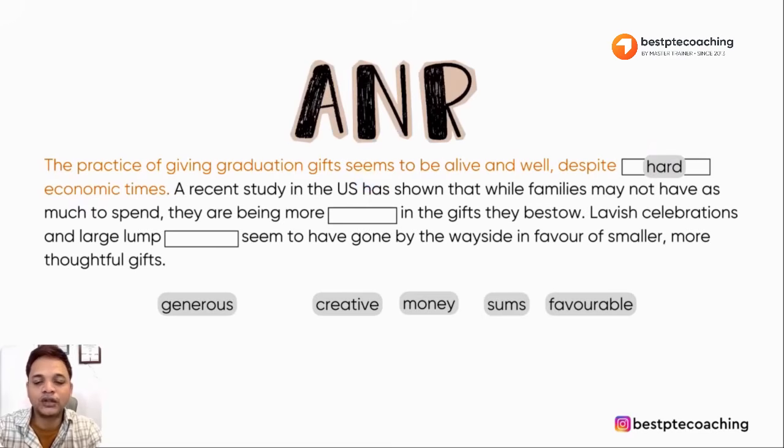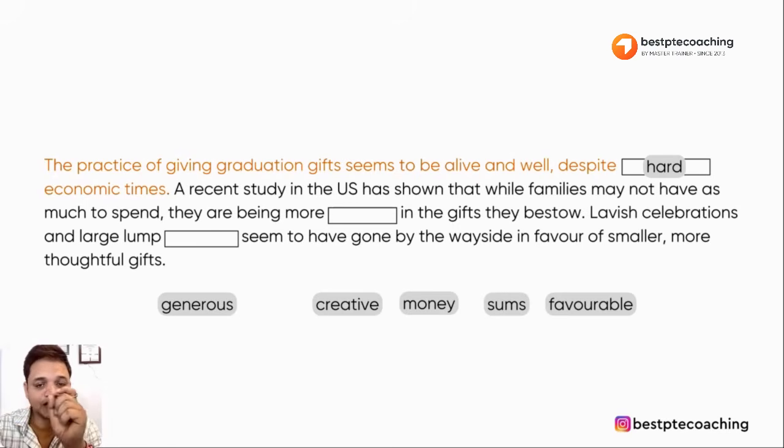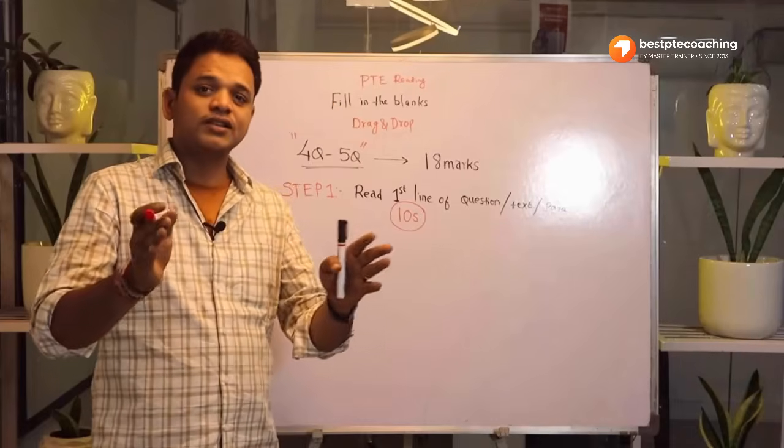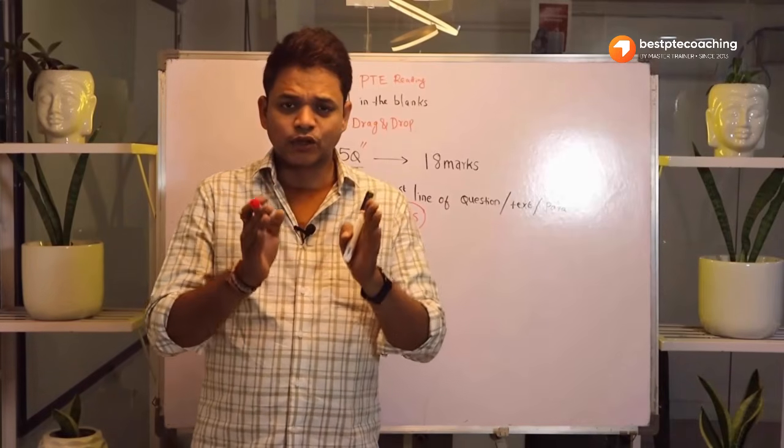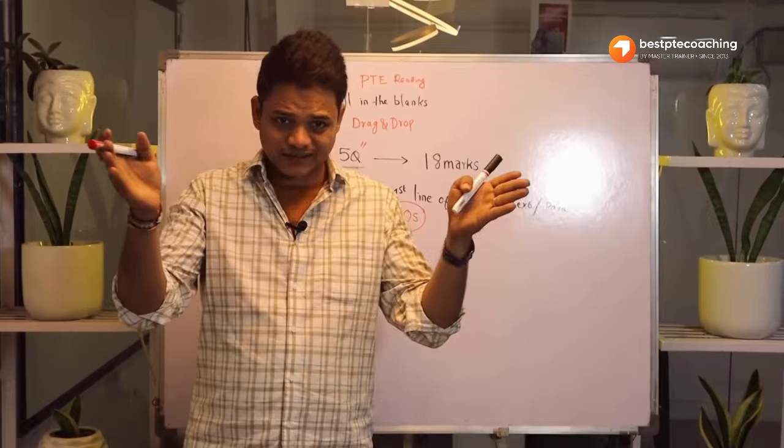The ANR rule. After adjective, there will be noun. That's the rule. That's common. You can witness it in many of the questions. Right? I say what it is? Hard economic times. Second step is, on each blank, you invest 30 seconds and you read that blank's sentence.